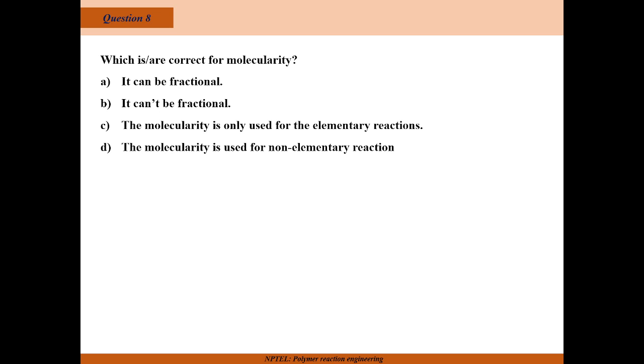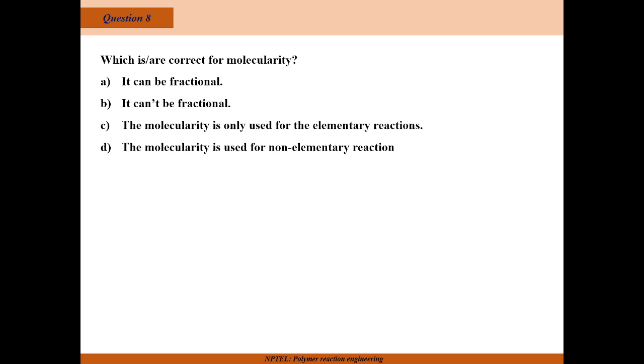So one is that it can't be fractional. It should be at least one molecule or two molecules. Minimum one or two molecules are required, so the fraction is not there. That is a very good guess. For options C and D, I have doubt because I have not gone through them, so it will be better if I hear from you.